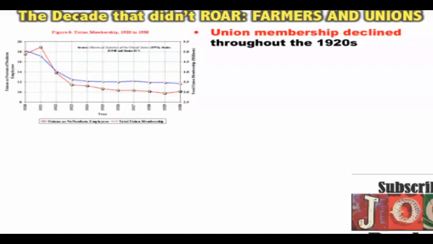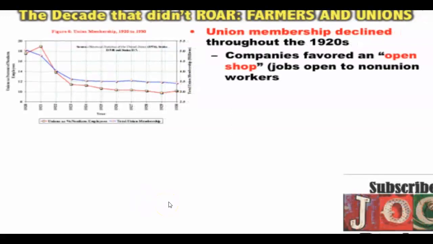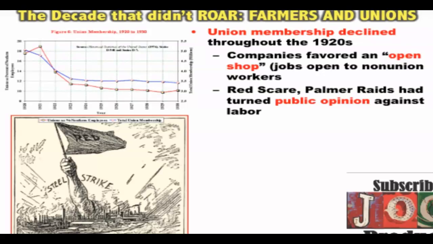However, the decade did not roar for everybody, primarily farmers and unions. And this is, again, one of the similarities with the Gilded Age. In fact, union membership, and it shouldn't surprise you based on what I just showed you in the previous slide, union membership declined throughout the 1920s. Companies would favor what's called an open shop, which means that jobs were open only to non-union workers, okay? And that right there would cut down on the number of union members.